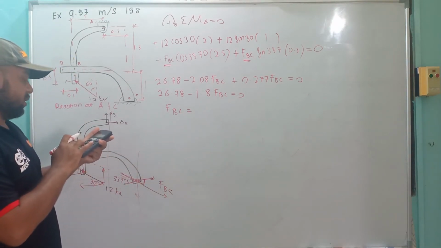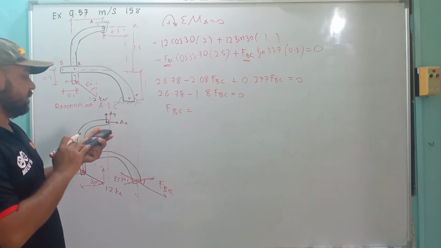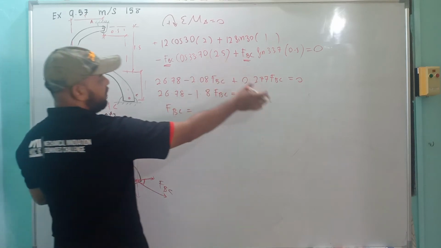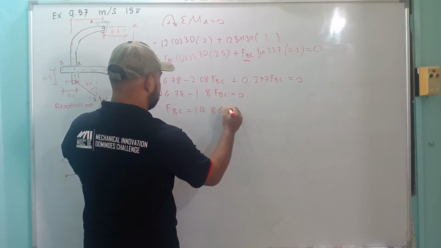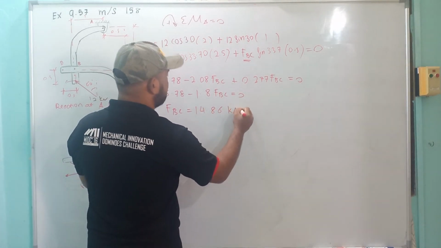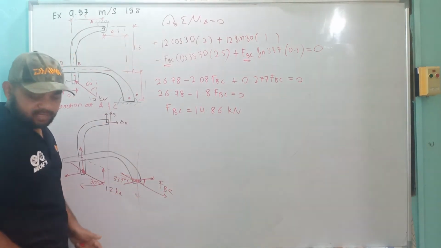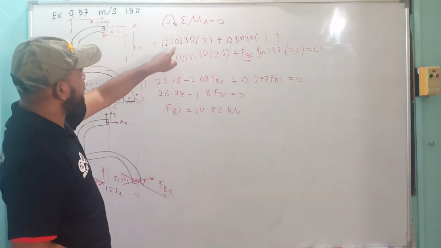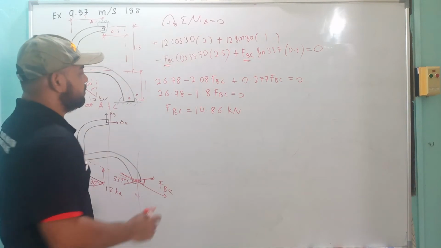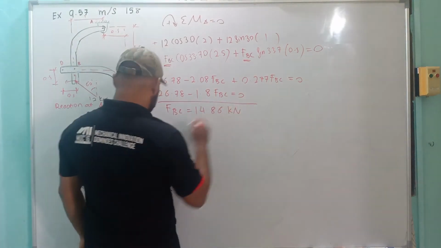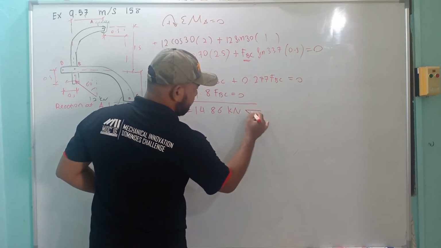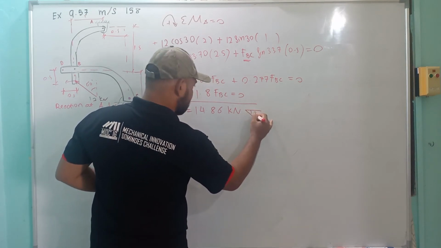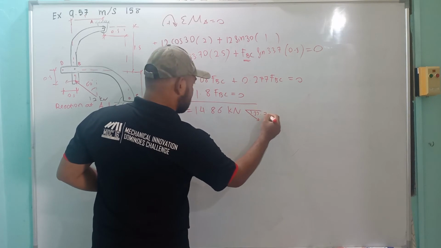So FBC equals 26.78 divided by 1.8, which is 14.86 kilonewton. It is kilonewton because the 12 is in kilonewton. The direction is correct, meaning that it is positive from our calculation, meaning that this is at 33.7 degrees.